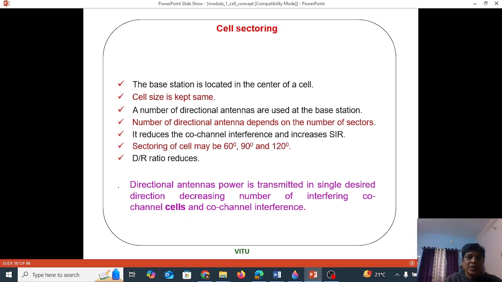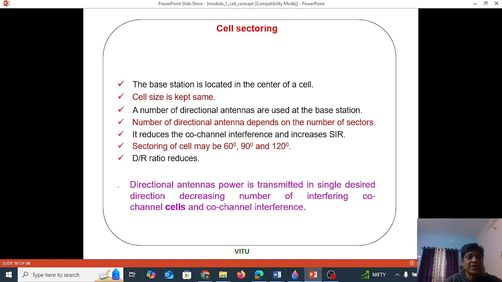In cell sectoring, the base station is located at the center of the cell or at the edge of the cell. It can be placed either way; later on we'll see. The cell size is kept the same. There is no cell splitting. The cell size is kept the same.